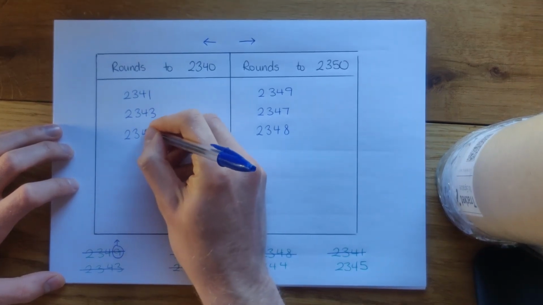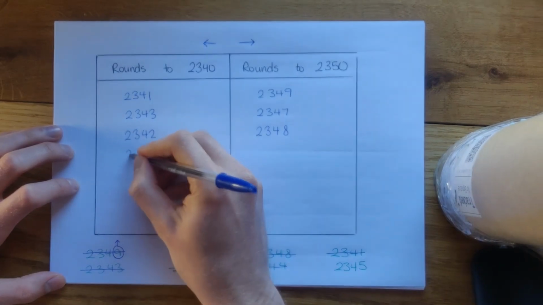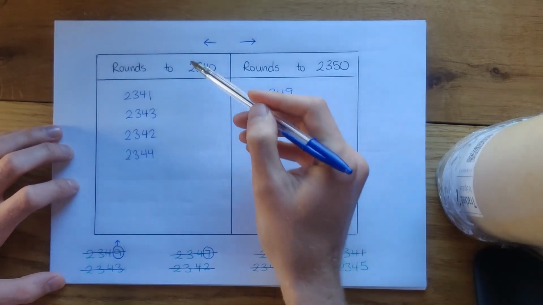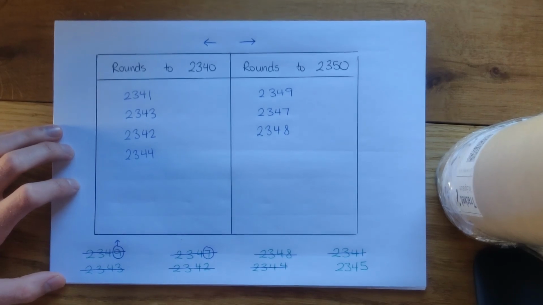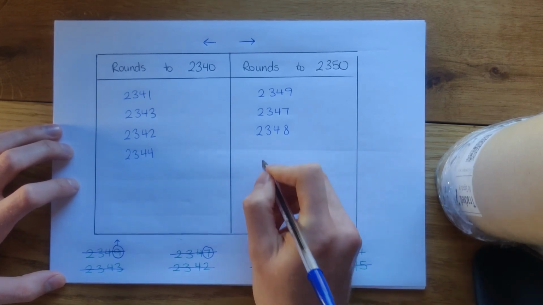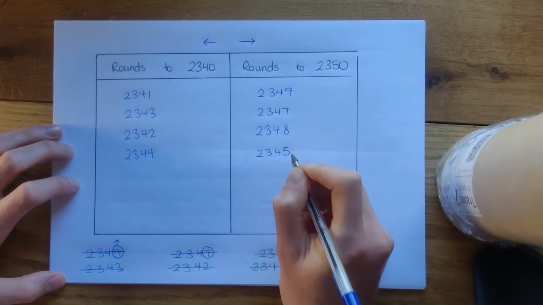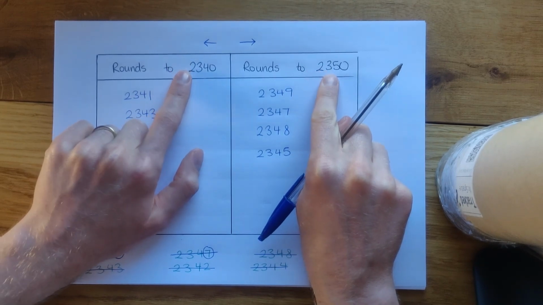2,342 also ends in a number less than 5. 2,344, again, ends in a number less than 5, so it's closer to 2,340 because 2,345 would be right bang in the middle, and it's less than that. And finally, as we said before, if it ends in a 5, if it's 5 or greater, it needs to be rounded up. So when you're deciding whether to round it down or round it up, think about what the number in the middle would be.